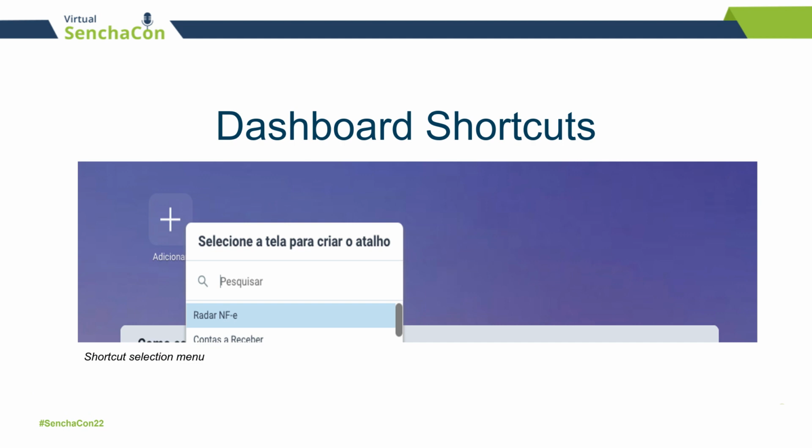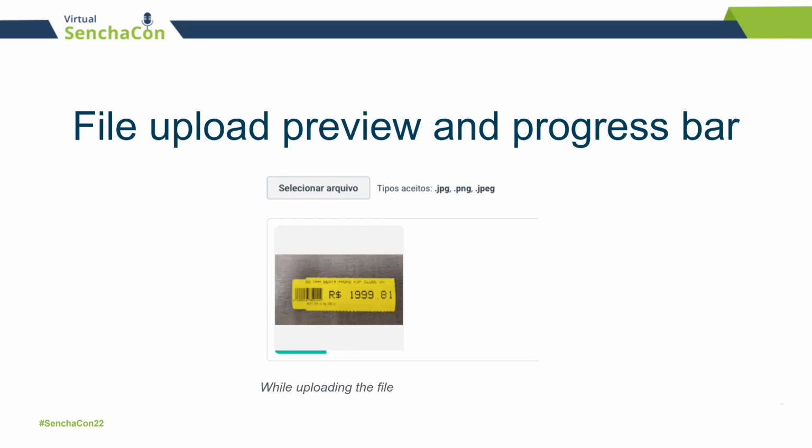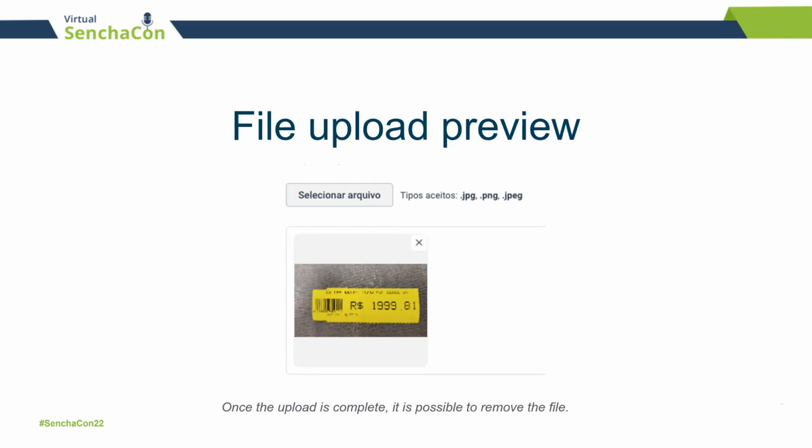The second is the dashboard shortcut selection menu with the options. Now shortcut options: remove a shortcut or rename a shortcut. Now an example of a file upload preview and progress bar. Here's the progress bar while uploading the file. Once the upload is completed, it is possible to remove the file, the component to remove the file. Here to select the file.